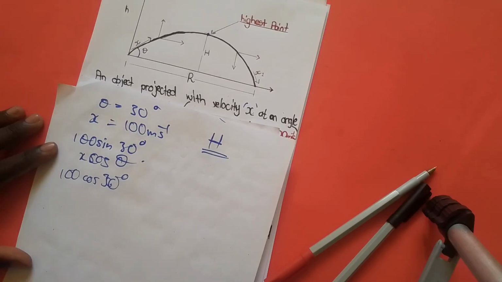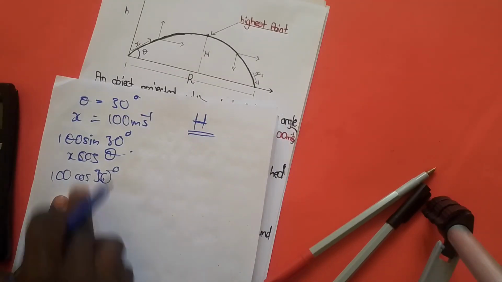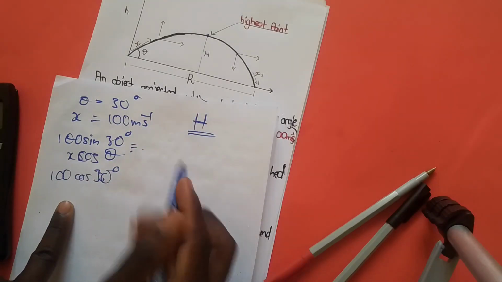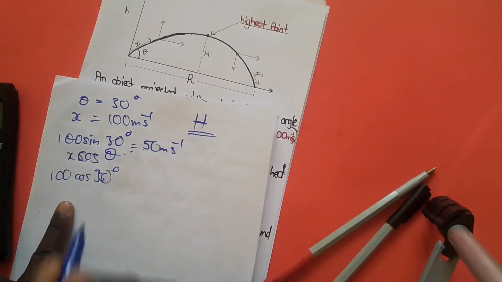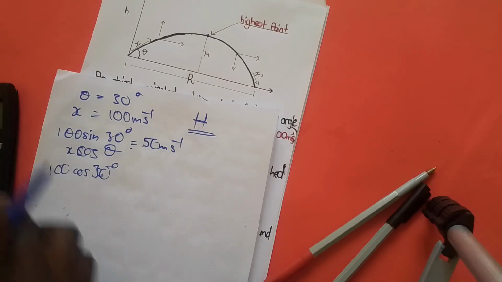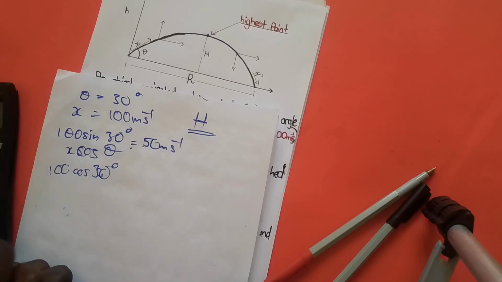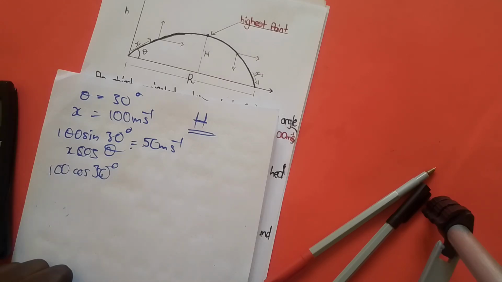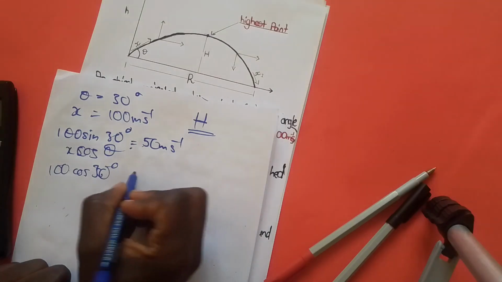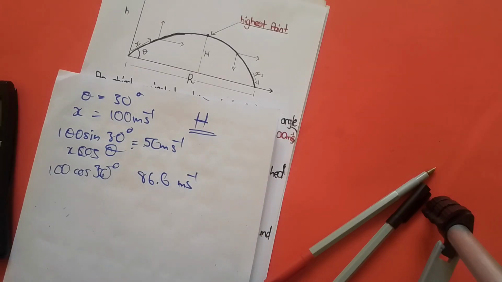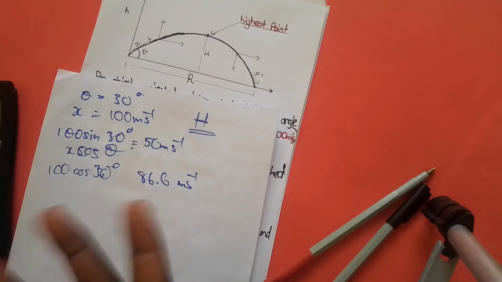Let me punch these into my calculator. If you punch 100 sine 30 into your calculator, you will get 50, meaning that vertically the object was traveling at 50 meters per second. You just have to make sure that your calculator is in degrees. Also, if you punch 100 cos 30 degrees, you get that the horizontal speed of the projection is 86.6 meters per second. So we have our initial values now, and we need to begin our calculation.